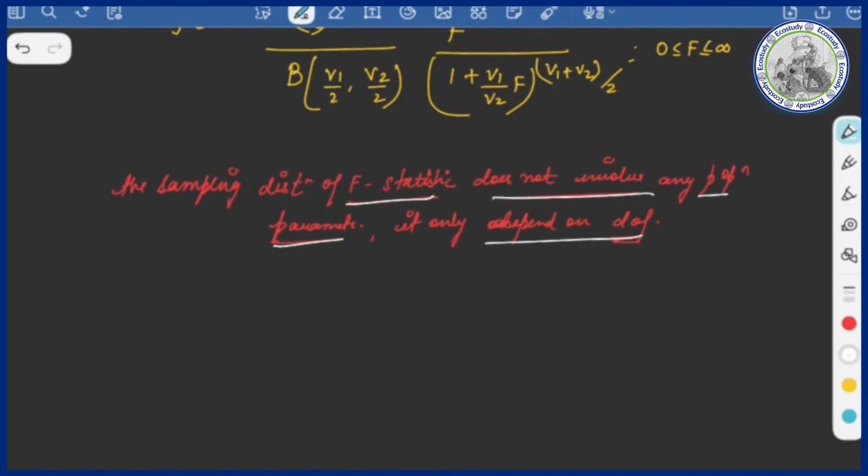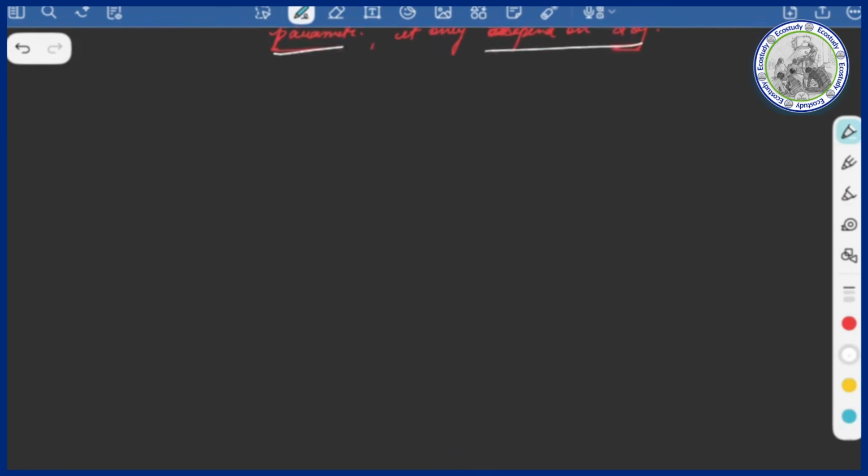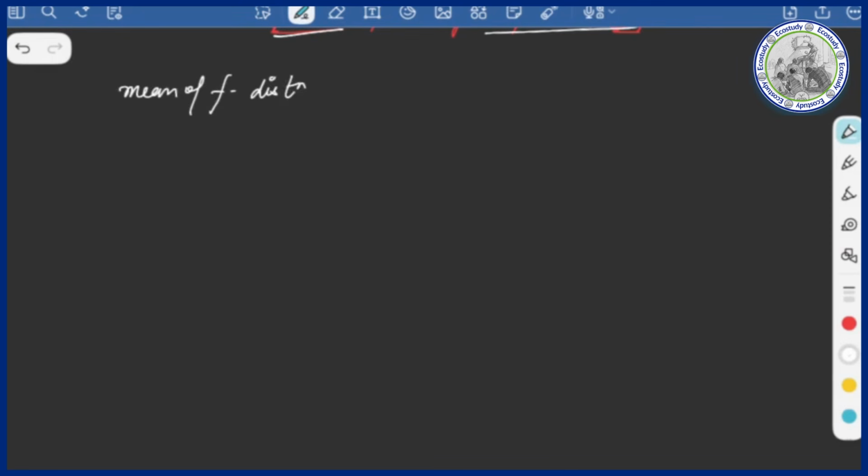So let us move to the mean of the F distribution. What will be the mean of the F distribution? The mean of the F distribution is v2 upon v2 minus 2. See, v2 is the degrees of freedom of y. And what about the variance?